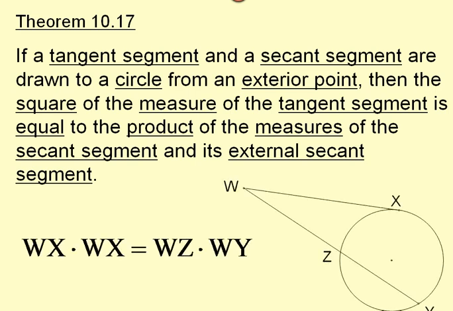Okay, so in this picture we have a tangent line WX and then secant WY, and notice we have the external part of that secant segment right here, WZ. So if we take WX and multiply it by itself, square it, it would equal WZ times WY. And that's what this theorem is talking about.